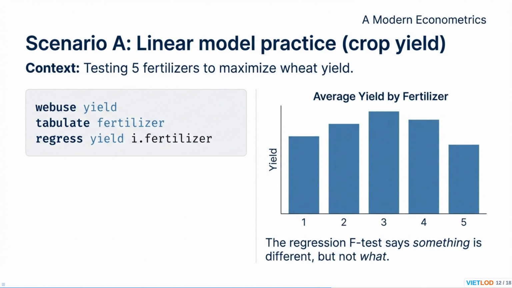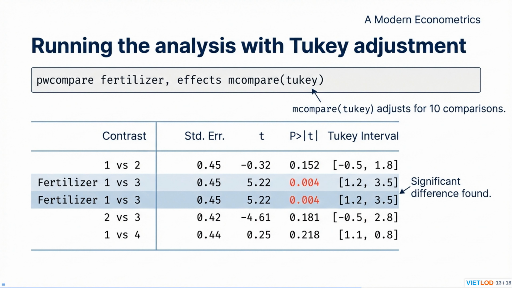Let's look at a practical example testing 5 fertilizers to maximize wheat yield. In the Stata code provided, we load the dataset, check the frequency of our categorical variable, and then run a standard linear regression with fertilizer as a factor variable. The initial regression F-test might tell us that something is different among the group means, but as the text at the bottom highlights, it doesn't tell us what specifically is different. This visual disparity in the bar chart suggests variation, but we need post-estimation pairwise comparisons to determine which specific fertilizers outperform others statistically.